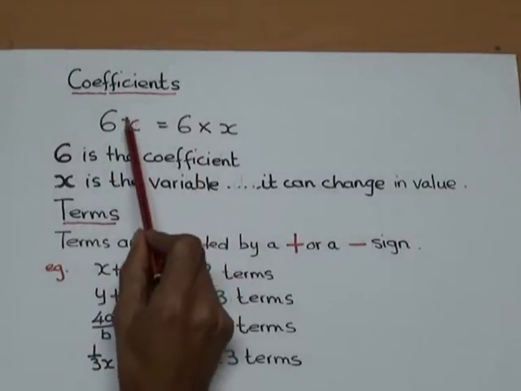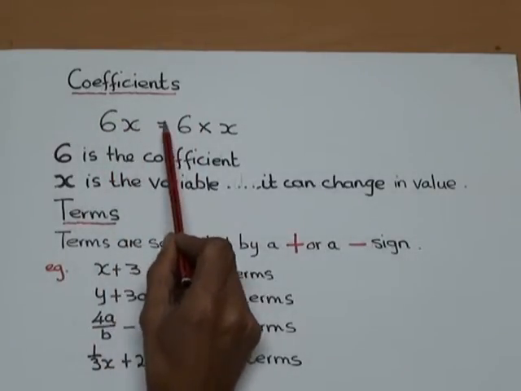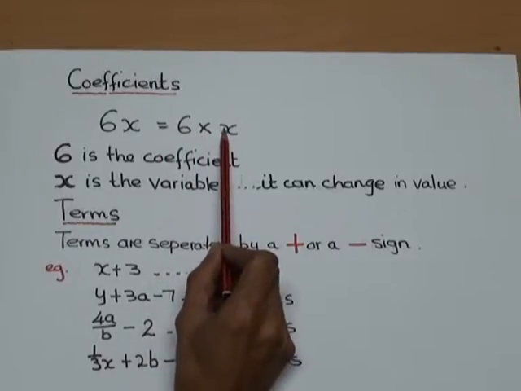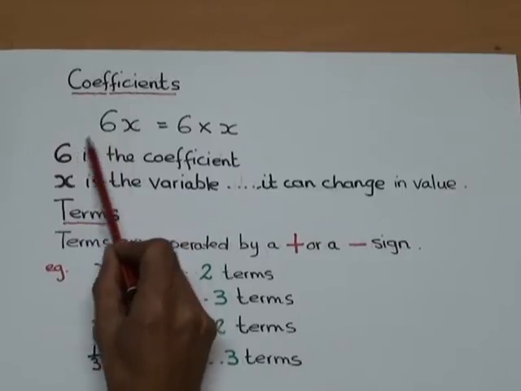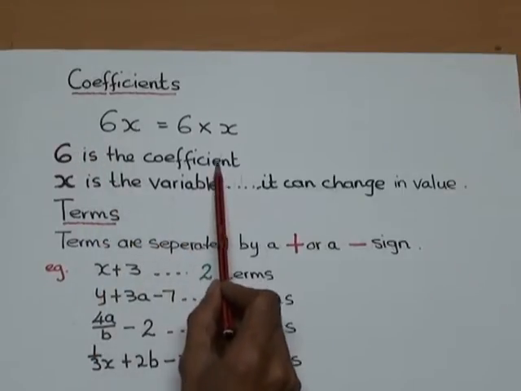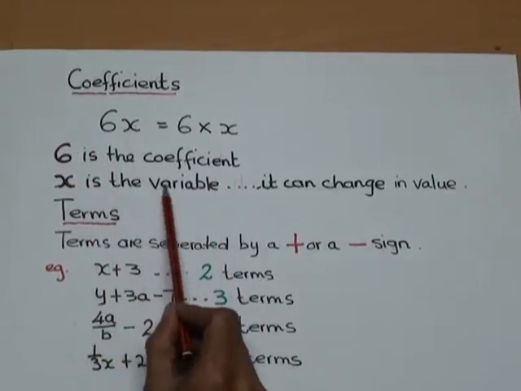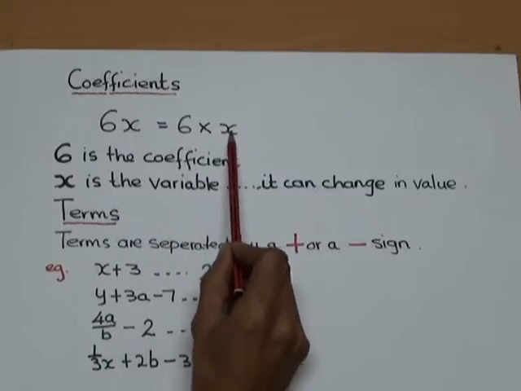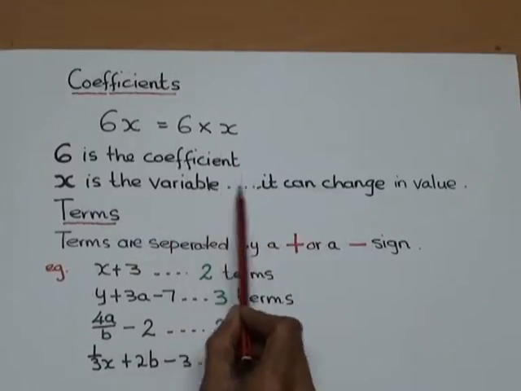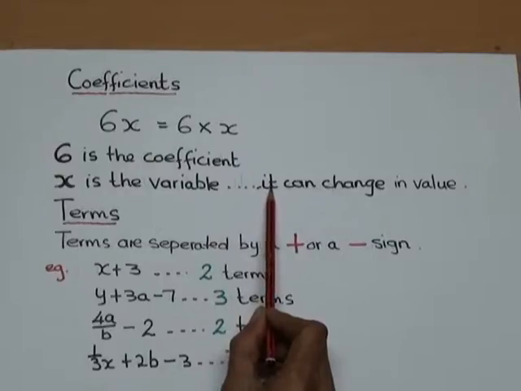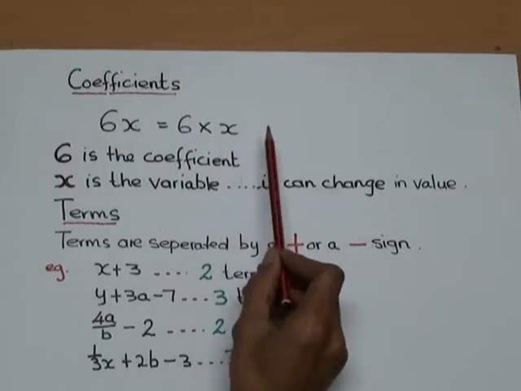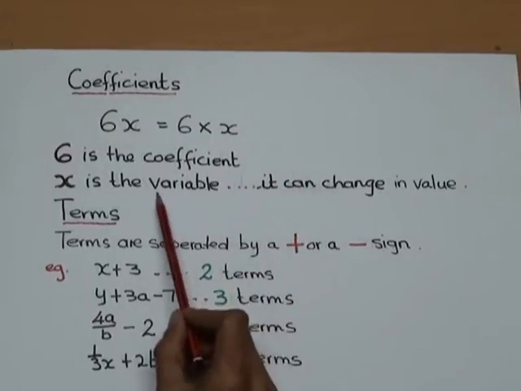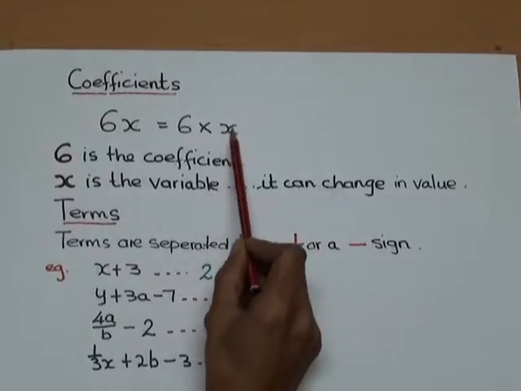Coefficients. 6 times x can be written as 6x. 6 is the coefficient and x is the variable. x is the variable. It means to say it can change in value. x can change, 2, 3, 10, whatever. It's a variable. It varies.